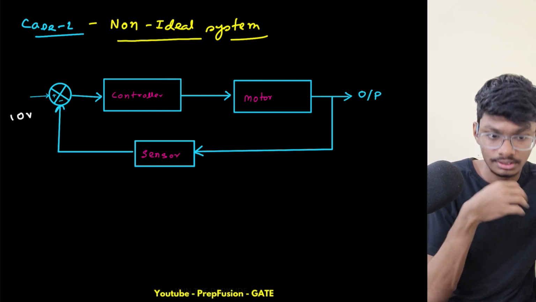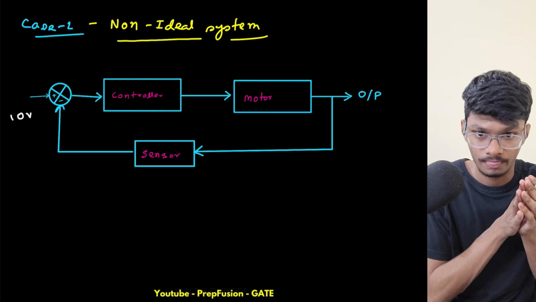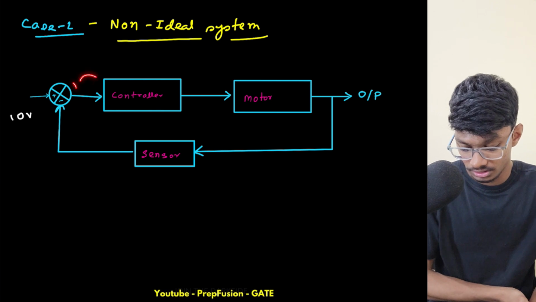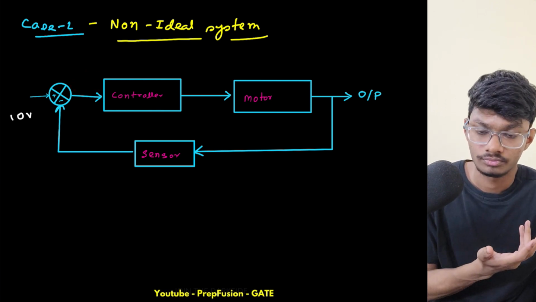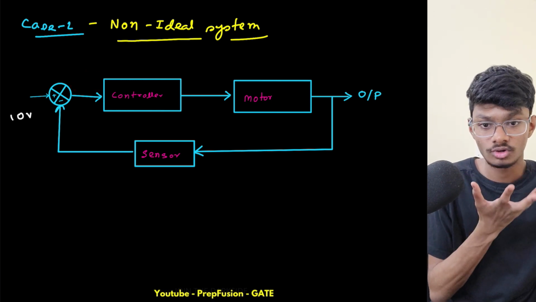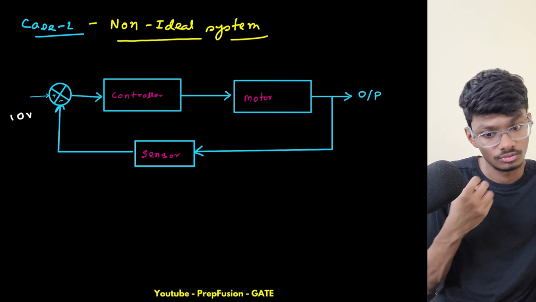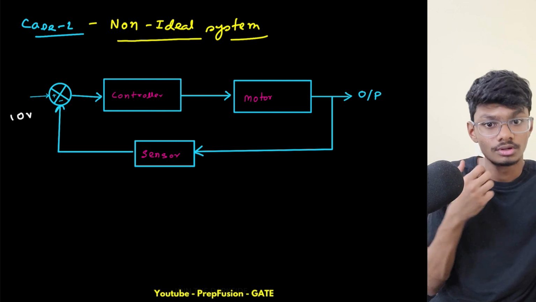But what is happening? Let's say it has reached steady state. What is the condition for steady state? The condition for steady state is that the input to the controller should be 0. Now it may so happen that the input to the controller isn't 0. It can be 0, it cannot be 0. Why? I'm explaining.